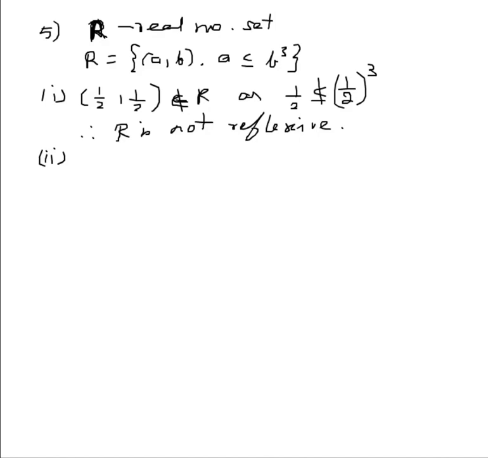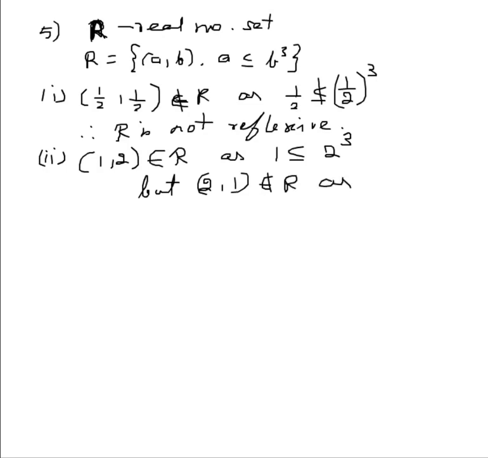Now for symmetry, we will take (1, 2). (1, 2) belongs to R because 1 is less than or equal to 2 cubed. But (2, 1) doesn't belong to R, as 2 is not less than or equal to 1 cubed. Therefore, R is not symmetric.